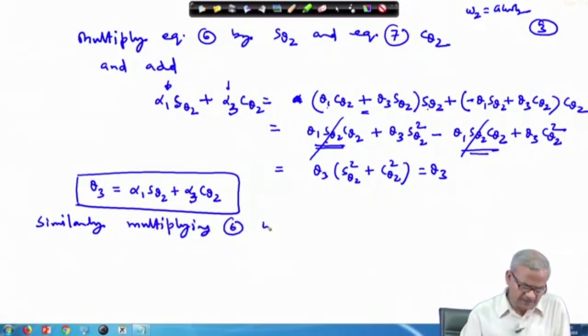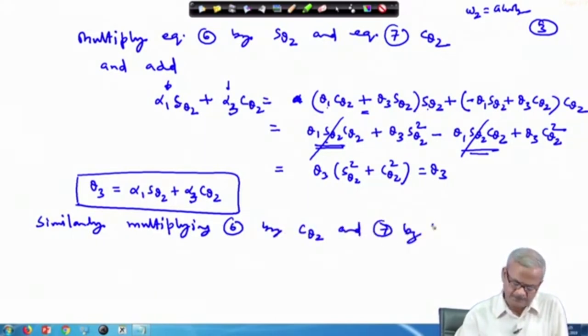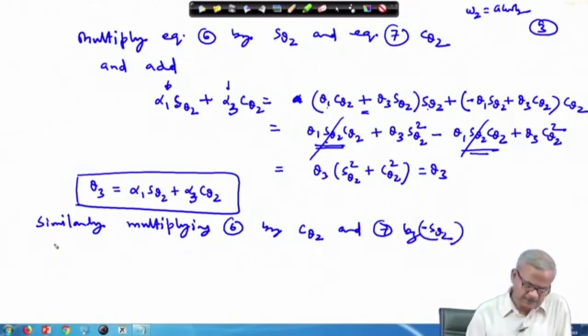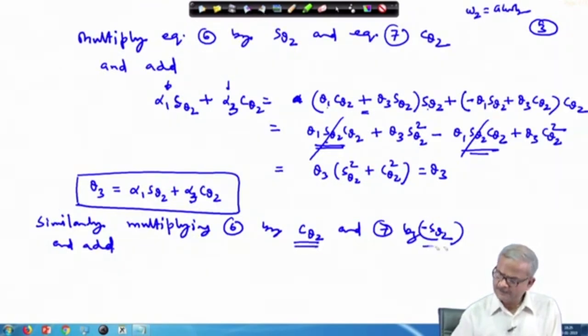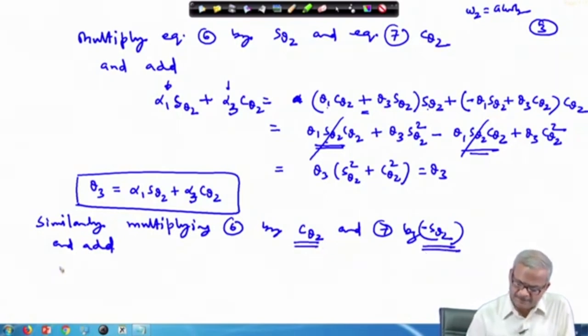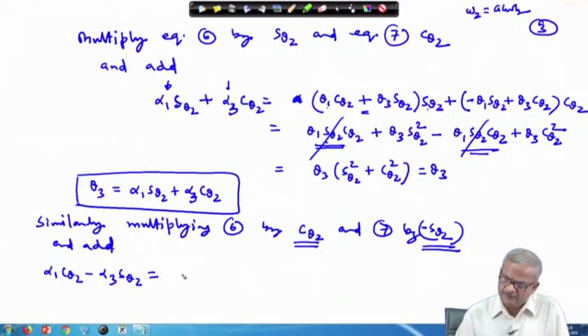if we multiply 6 by c theta 2 and 7 by minus s theta 2 and add. So, these two equations 6 and 7, we are multiplying one by c theta 2 and the other by minus s theta 2 and adding. So, in that case, this will be alpha 1 times c theta 2 minus alpha 3 times s theta 2, this will be equal to, now alpha 1 we have to pick up.